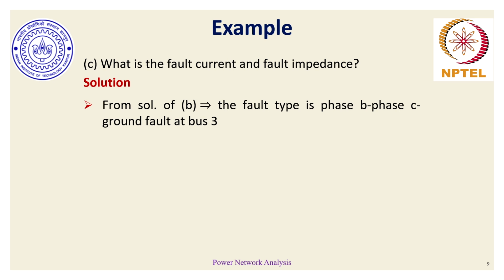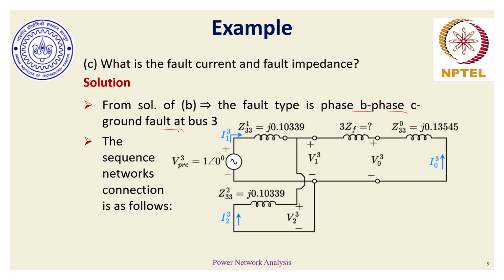So from the solution of the previous part, the fault is a phase B to C to G ground fault, and for the corresponding sequence network for double line to ground fault, we have seen this part here is the positive sequence component. This part here is the zero sequence component. This part here is the negative sequence network or representation, and for double line to ground fault, positive and negative are in parallel and they're in series with the zero sequence network. So we know this for sure, so we can draw this circuit.